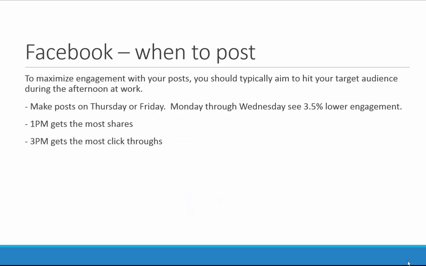So when to post. Now, the timing of when to post is really based upon the recipient, right? So if I'm saying you need to post at 1 p.m., that means for the recipient. So when you maximize your post engagement, you need to aim to hit that target audience whenever they are at work, right? So what happens is people go to lunch, they come back, and that's when they engage.